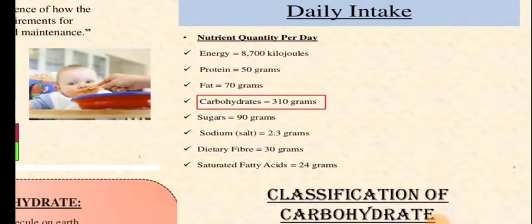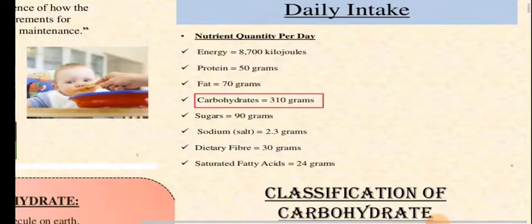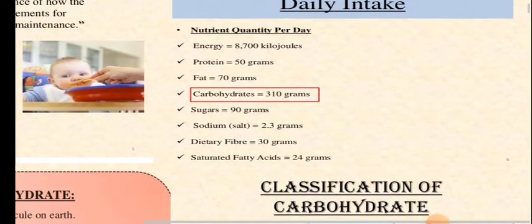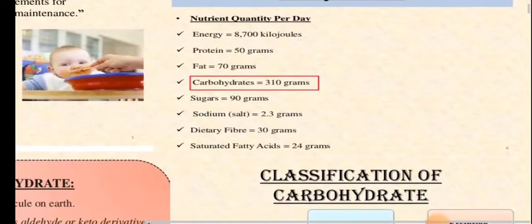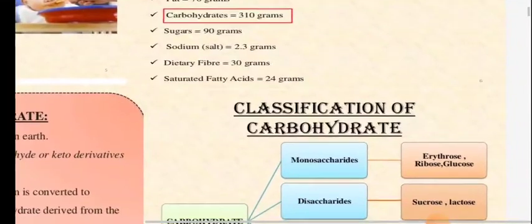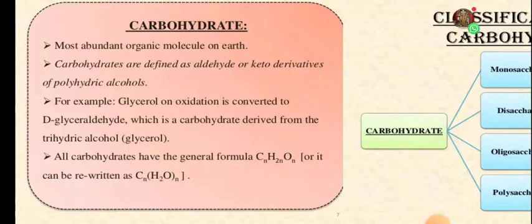In nutrients, generally the daily intake of the food or nutrition, as you observe here, the nutrient quantity per day: energy about 8700 kilocalorie, then proteins 50 grams, fat 770 grams, carbohydrate 310 grams, sugar 90 grams, sodium 2.3 grams, dietary fiber 30 grams and saturated fatty acids 20 grams. So here, as we are knowing, carbohydrates are the most abundant organic molecule on the earth.